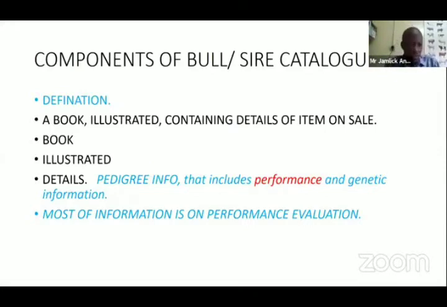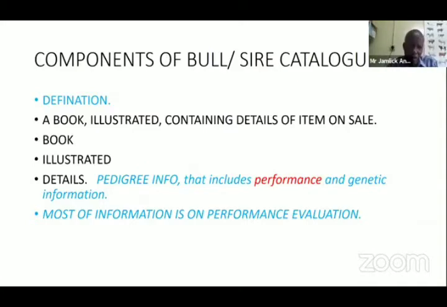So I will go straight to the topic of today. First of all, I want us to understand what a bull or sire catalogue is. A sire catalogue is basically a book which has illustrations and contains details on the item on sale. In this case, we are talking about a bull. This is just a simple definition which you can get from any dictionary. It has these illustrations and the details on the pedigree information of that particular bull. That information also includes performance and genetic information.